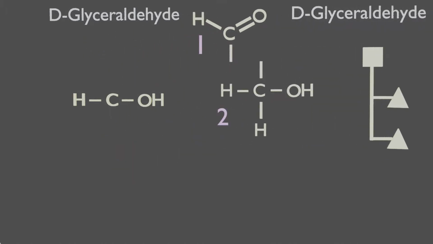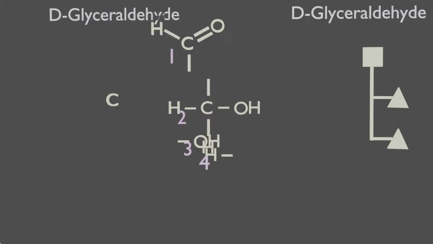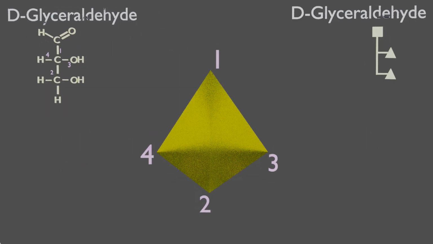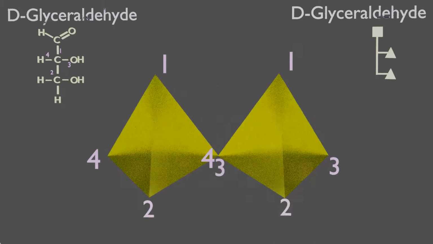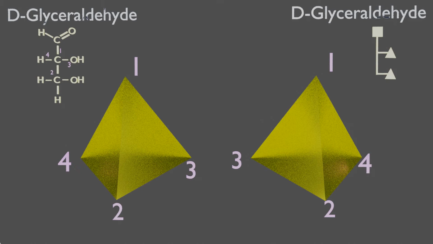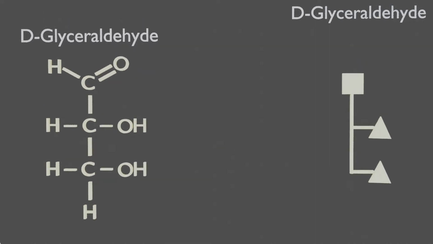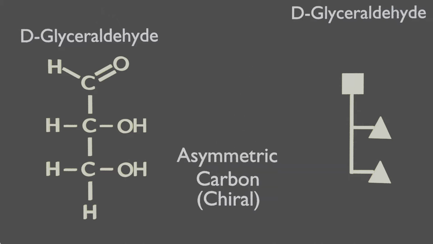Yes, it would. We can see that this carbon has 4 different bonds. Spatially, carbon is like a tetrahedron, with its 4 vertices corresponding to 4 distinct bonds. What happens if we exchange 2 of the links with each other? We find that the tetrahedrons cannot be superimposed, that is, we have 2 distinct compounds. We say that this carbon with 4 different bonds is an asymmetric or chiral carbon.